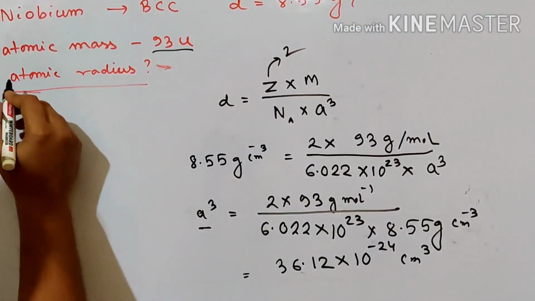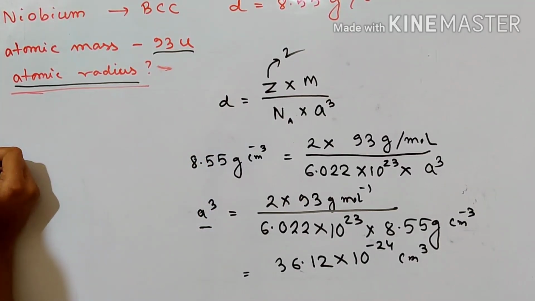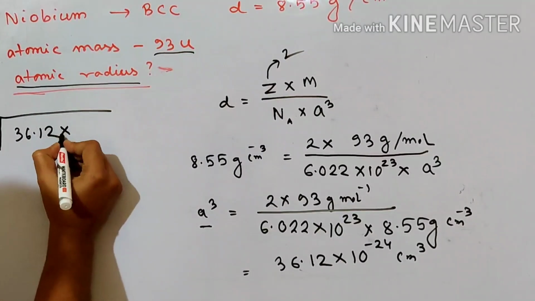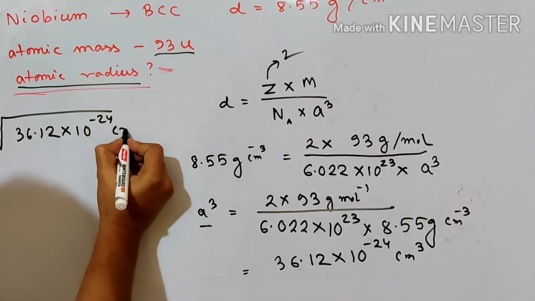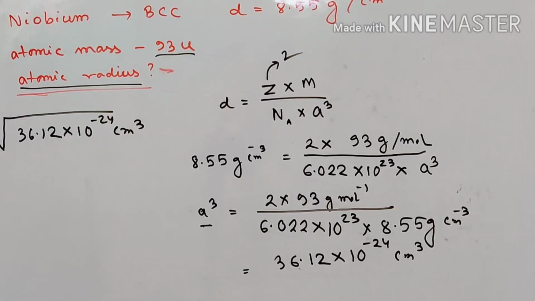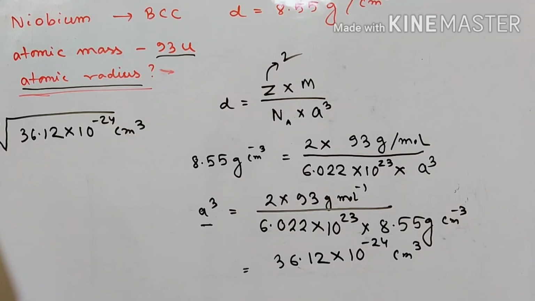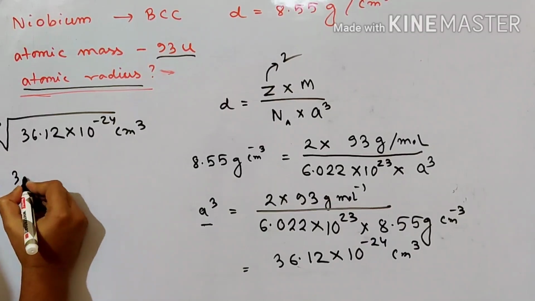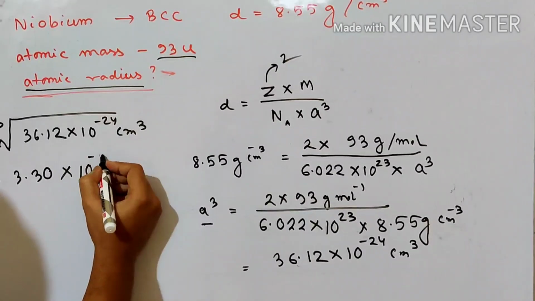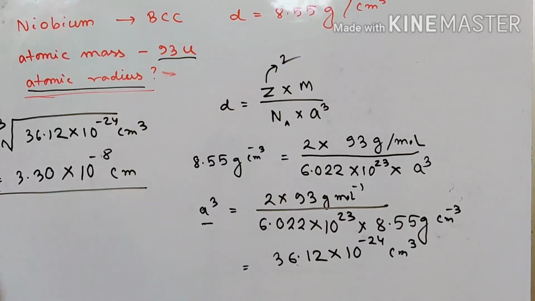But we need A because ultimately we have to calculate the atomic radius. So from here, the value of A will be the cube root of 36.12 into 10 to the power minus 24 centimeter cube. So the value of A will be 3.30 into 10 to the power minus 8 centimeter. So we are getting the edge length only.